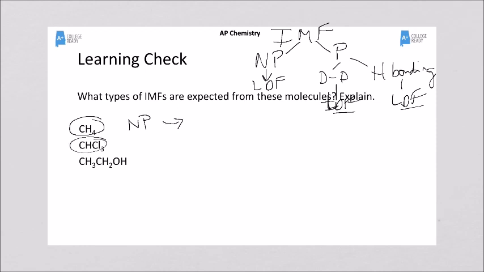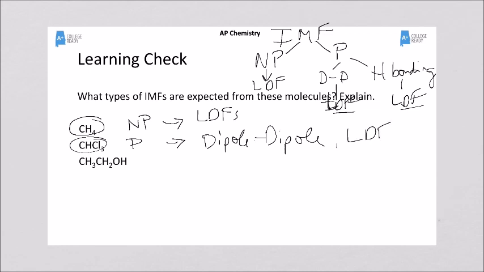The next one, still tetrahedral, but that's going to be polar. So we have to think about what's that going to cause. So we had LDFs for this one. If it's polar, is it able to hydrogen bond? It does have a hydrogen. Is the hydrogen connected to the right element to be considered hydrogen bonding? And the answer is no. So we would say dipole-dipole. And you should have 2 answers there. LDFs. We can't forget that.